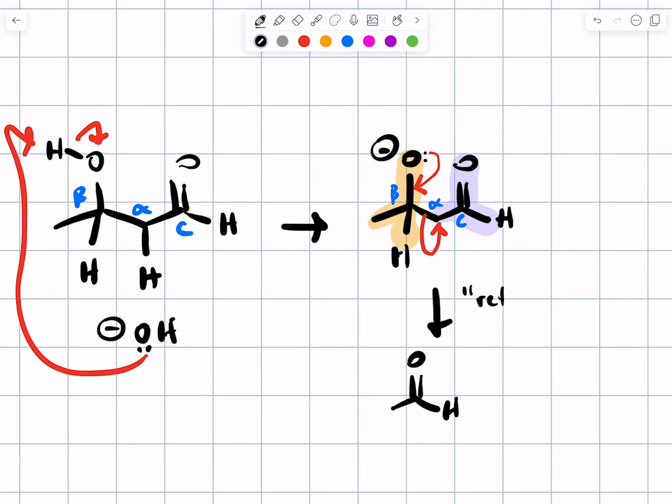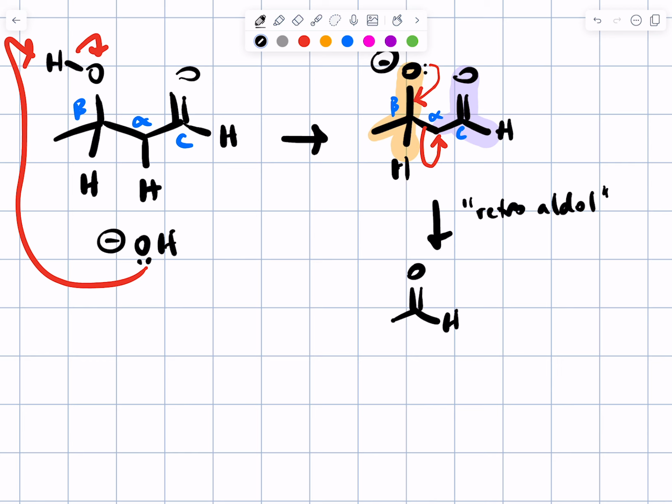This is the step that's most likely to be called a retroaldol step, because it's the step where you're breaking the carbon-carbon sigma bond between the two pieces that you would have made in the forward aldol reaction. Okay, and then we're basically done. The last step would be to protonate the enolate to restore the final aldehyde. Okay, that's how you push arrows through a retroaldol reaction.